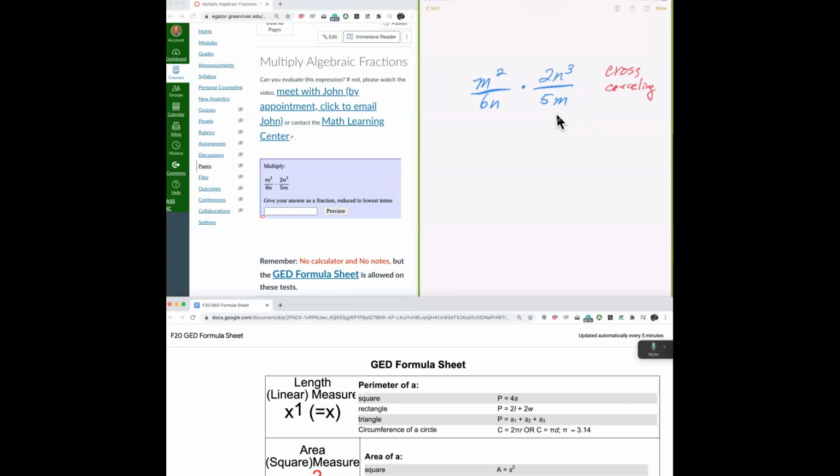You can write out m squared. M squared is the same as m times m. And if you have m times m divided by m, we can cross out one of each of the m's. So the m in the denominator is gone. That's what happened here. And then the m in the numerator, there were 2, one goes away, so we just have m.